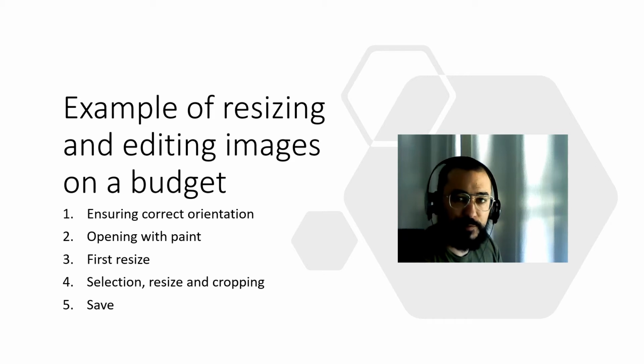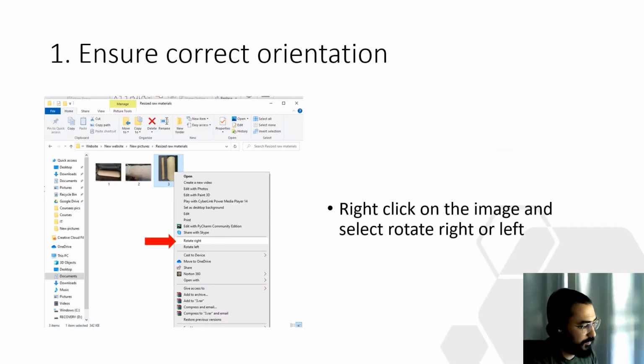Hello, in this quick tutorial I would like to show you how you may be able to edit pictures on a budget, which is without using Photoshop but making the best of what you already have on your Windows machine. In this example we want to really make this image over here look like the image on the left of it. And the first step is to ensure the correct orientation.